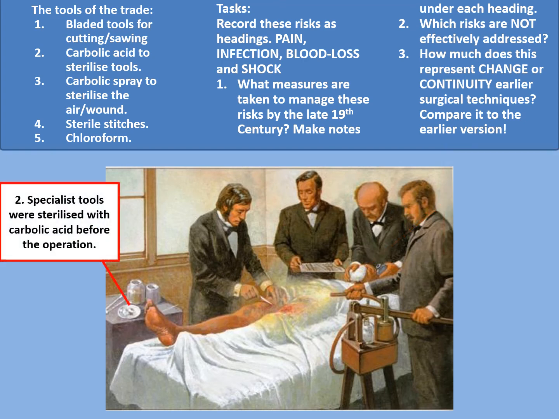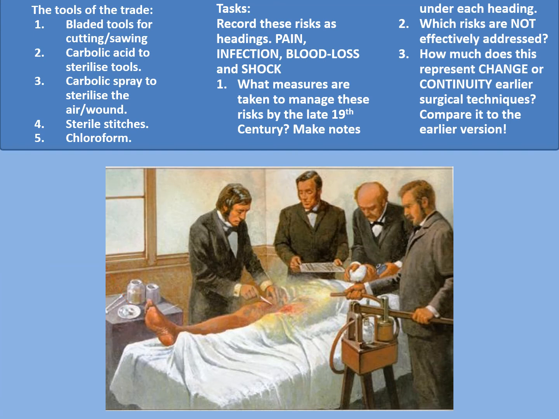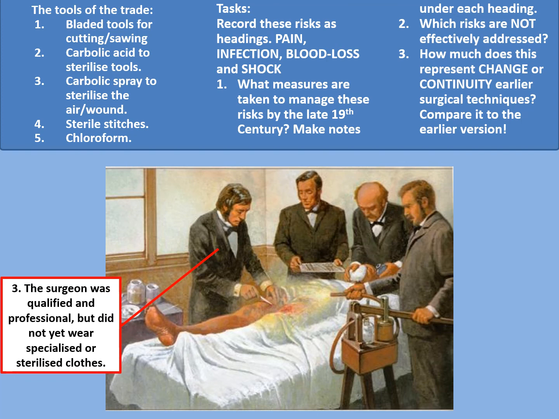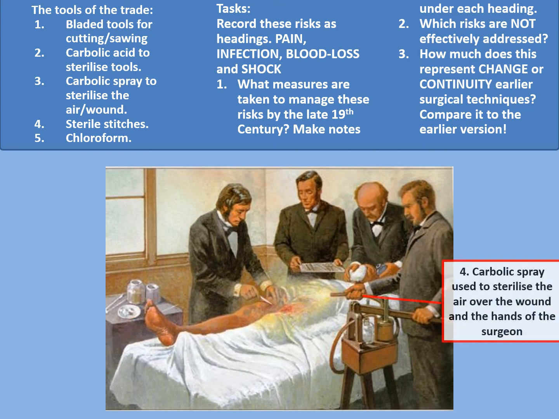Stage number 2. Specialist tools were sterilised with carbolic acid before the operation. Stage number 3. The surgeon himself was more qualified and professional, but did not yet wear specialised clothes or sterilised clothes. Stage number 4. The carbolic spray was used to sterilise the air over the wound and the hands of the surgeon. Here we can see another activity that is designed around antiseptic surgery or killing the bacteria.